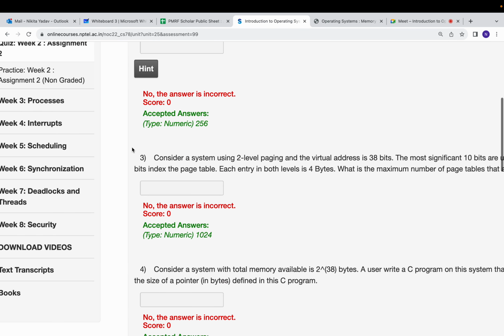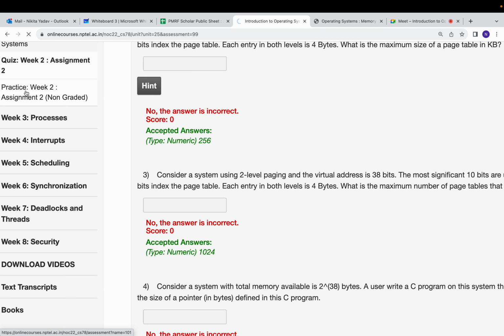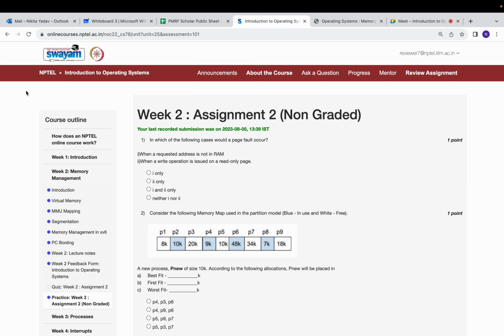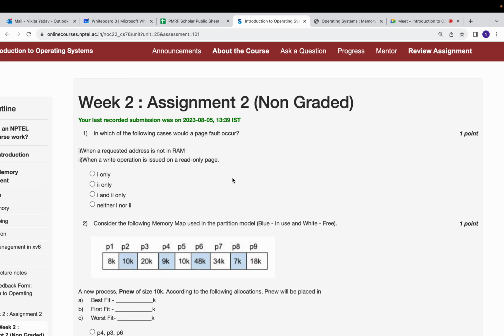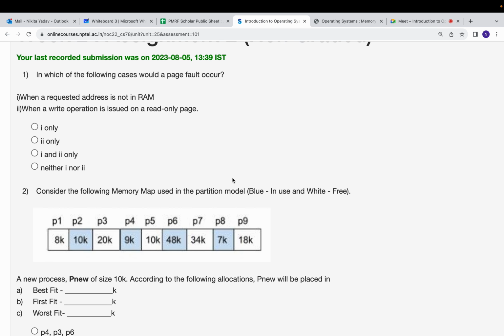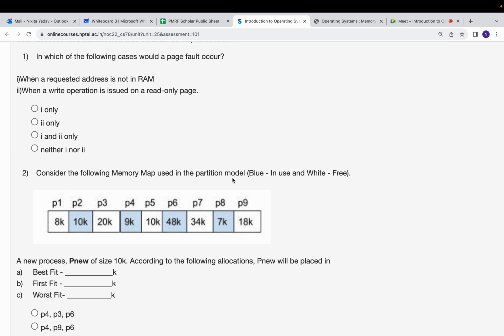Okay, let's look at this again. In which of the following cases would a page fault occur? First, when a requested address is not in RAM, and second, when a write operation is issued on a read only page.